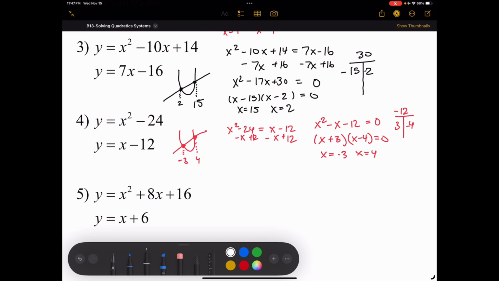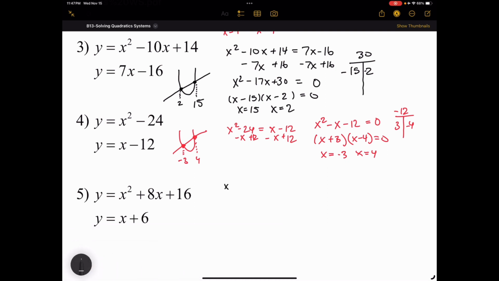Okay, number 5. Both equal to y, so I'm just going to set them equal to each other. So x squared plus 8x plus 16 equals x plus 6. All right, I'm going to subtract x and subtract 6 from both sides. So minus x minus 6. Right-hand side, I'm going to get 0. Left-hand side, x squared plus 7x plus 10.